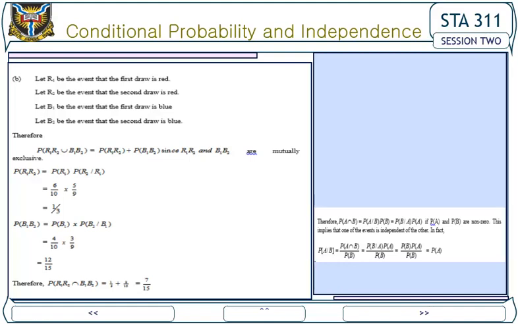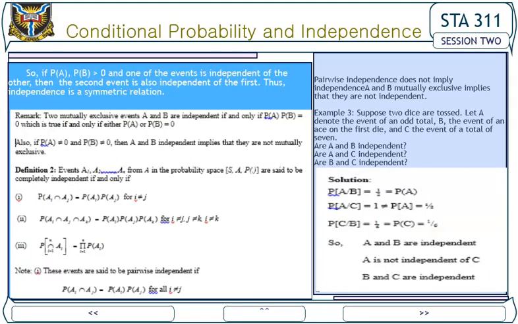See post-test 2. Therefore, P of A intersection B is equal to P of A times P of B, if P of A and P of B are non-zero. This implies that one of the events is independent of the other. In fact, P of A given B is equal to P of A. So if P of A and P of B are greater than 0 and one of the events is independent of the other, then the second event is also independent of the first. Thus, independence is a symmetric relation.